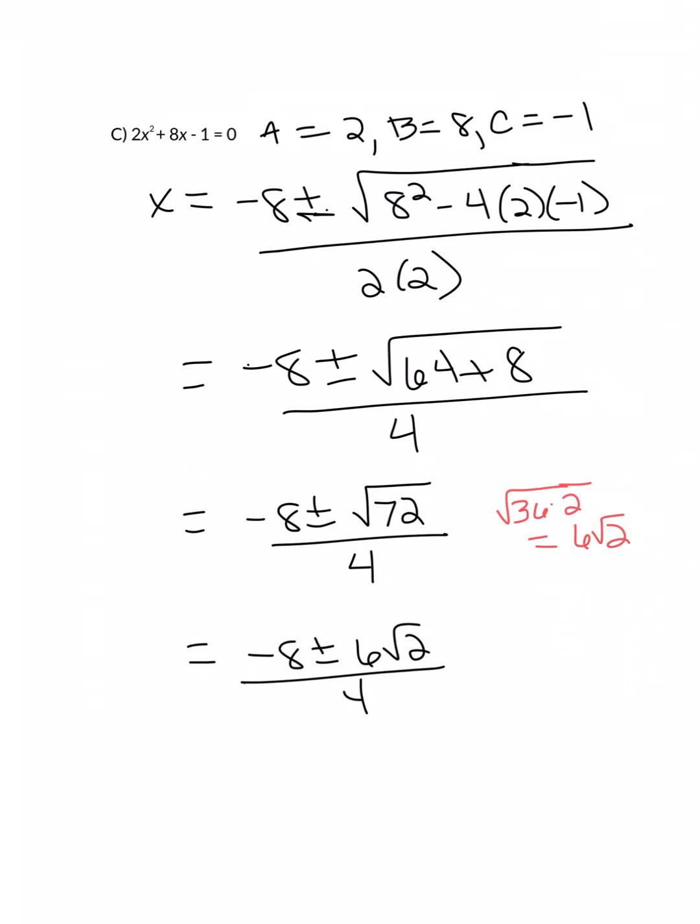If you look at all the numbers that are not in radicals, they are all even and all divide by 2. We must do this simplification if we can. Divide every term by 2, you will have negative 4 plus or minus 3 square root of 2 over 2. That is your final answer.